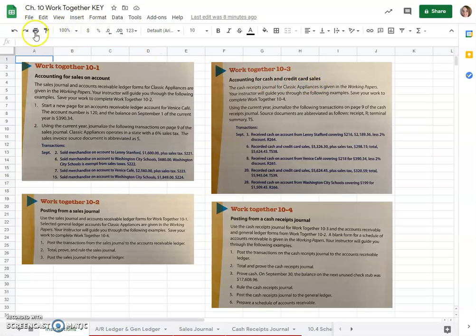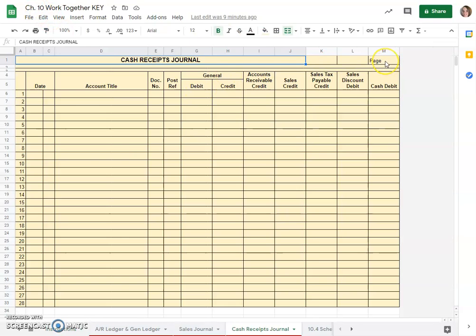So you can see I'm still in the same workbook as 10-1 and 10-2. And so we will start in our cash receipts journal to journalize these transactions. So page 301 is where you're at, or you can refer back to this as much as you need to. Okay, so the problem tells me that these transactions are on page 9 of the cash receipts journal. So I'll go ahead and fill in page 9 here.